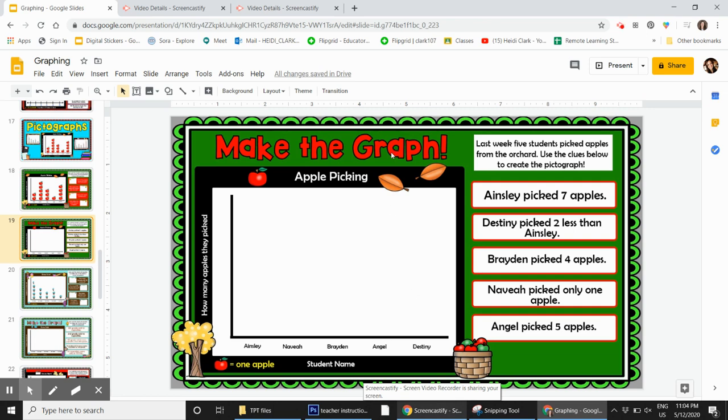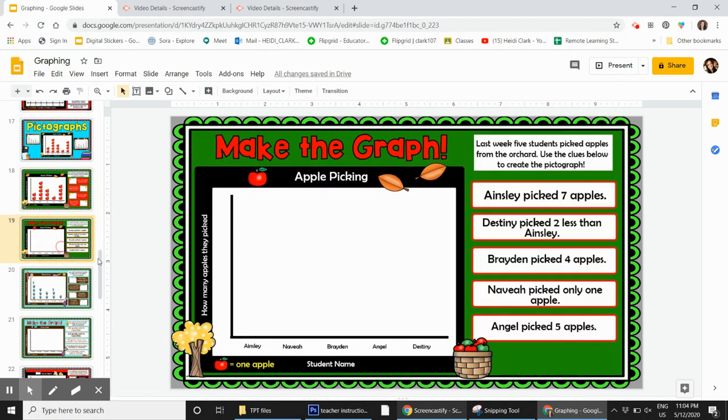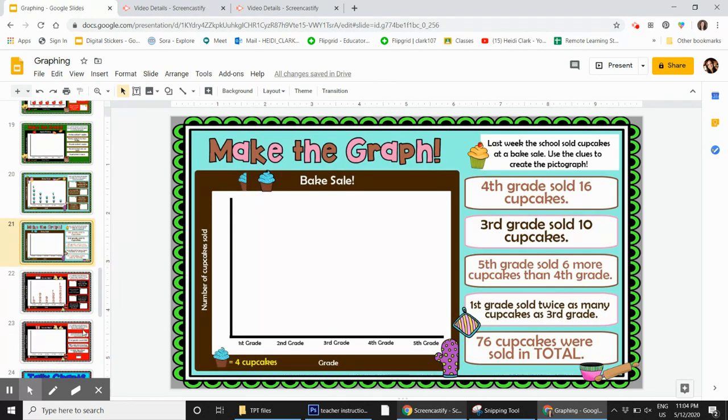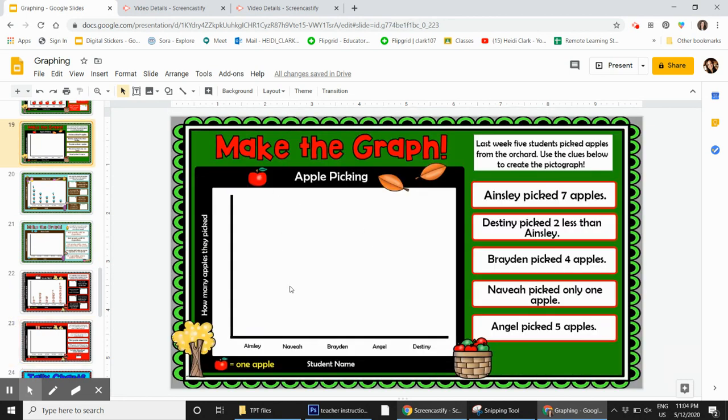Here's how you make the graph for a pictograph. That's where you have pictures representing data on your graph. So this applies to this pictograph with the apples, and this one with the cupcakes, and this one with the popcorn. So you're going to move the picture to represent things.